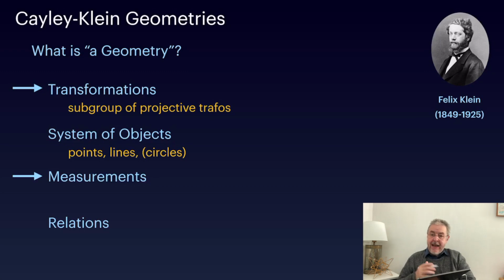and we will later also talk about circles. And then he put measurements also into a very important state, and we will now really deal with measurements of distances and angles in these kinds of systems. And the relations are still important, but I won't specify here what happens at that point.